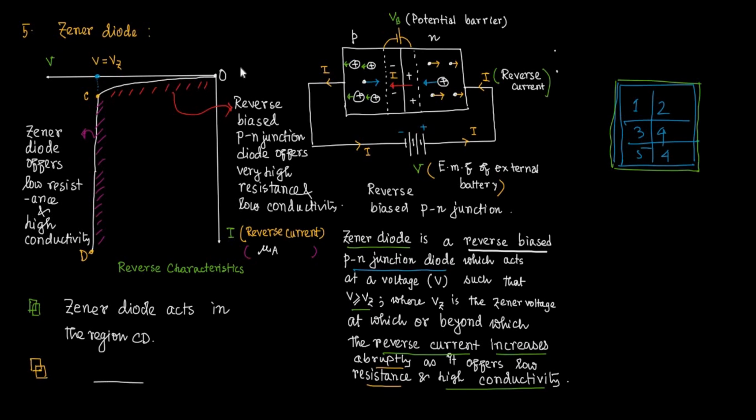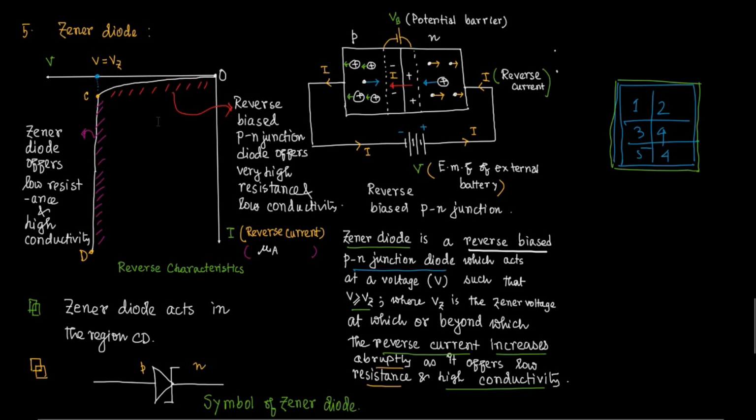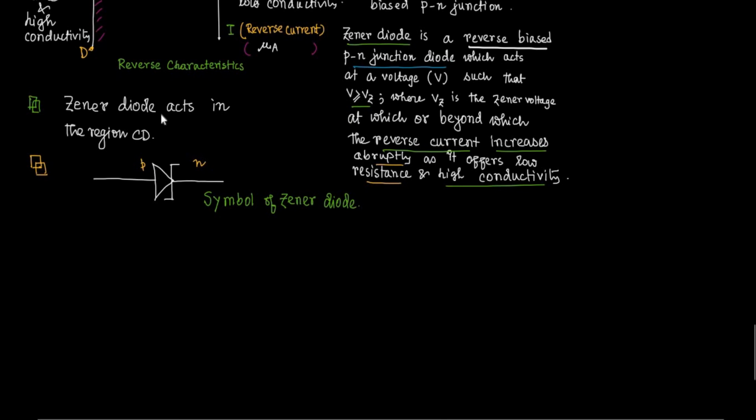We know that this is the symbol of PN junction diode, a triangle and a straight line. And if this PN junction diode is reverse biased and V is equal to or greater than Vz, then the symbol will be like this. The left hand side is the P side and the right hand side is the N side. This is the symbol of Zener diode.